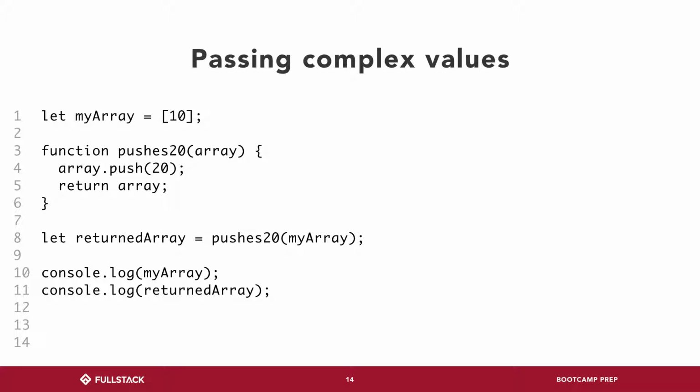So inside of this function, if we push 20 into this thing and we return it back, we now return the memory address of where that array was, and that is also equal to returned array. So returned array and my array are pointing to the same place in memory. That one was a little deeper.